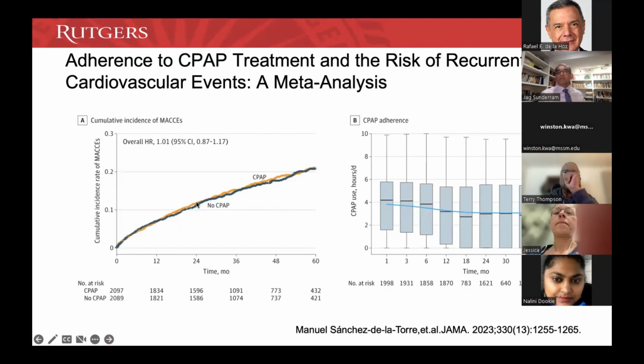Now, JAMA just published last week a paper looking at CPAP adherence and the risk for recurrent cardiovascular events. This was a meta-analysis looking at the three RCTs, SAVE, RICCADSA, and ISAACC. All three trials, as we had known before, showed that with CPAP or no CPAP, there was no difference in cumulative incidence of major adverse cardiovascular events. What they also showed was that CPAP use began at about 4 hours, but dropped off by about a year to about 3 hours or so.